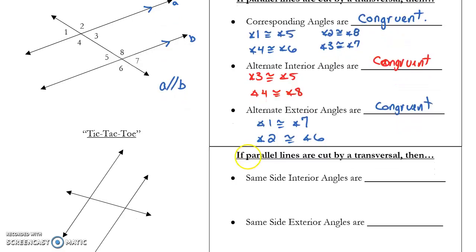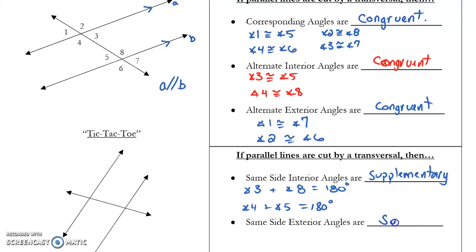On the other side, if they're parallel, same side interior angles are not congruent. Those are supplementary. The equation or the representation is that those angles add to 180. So angles 3 and 8 are same side interior. That means angle 3 plus angle 8 equals 180 degrees. And angle 4 plus angle 5 equals 180 degrees.